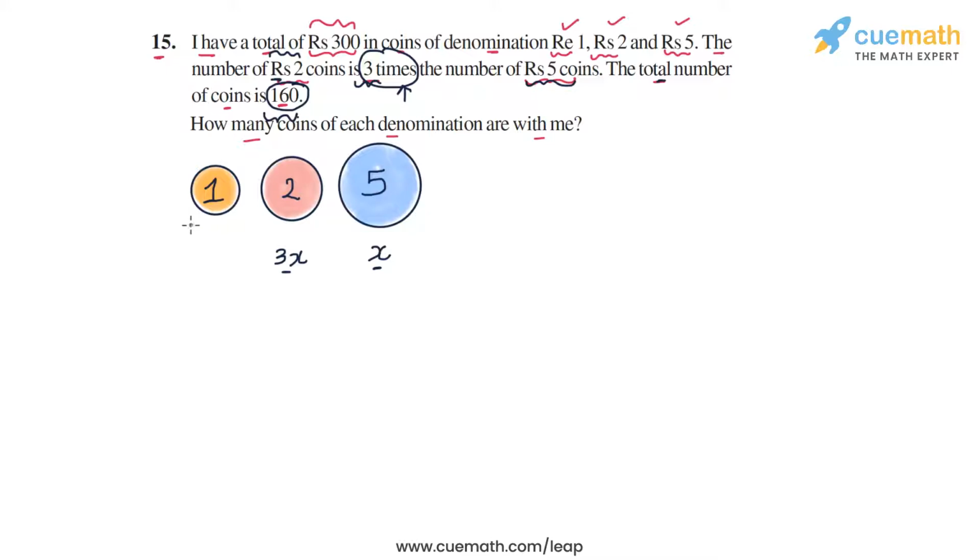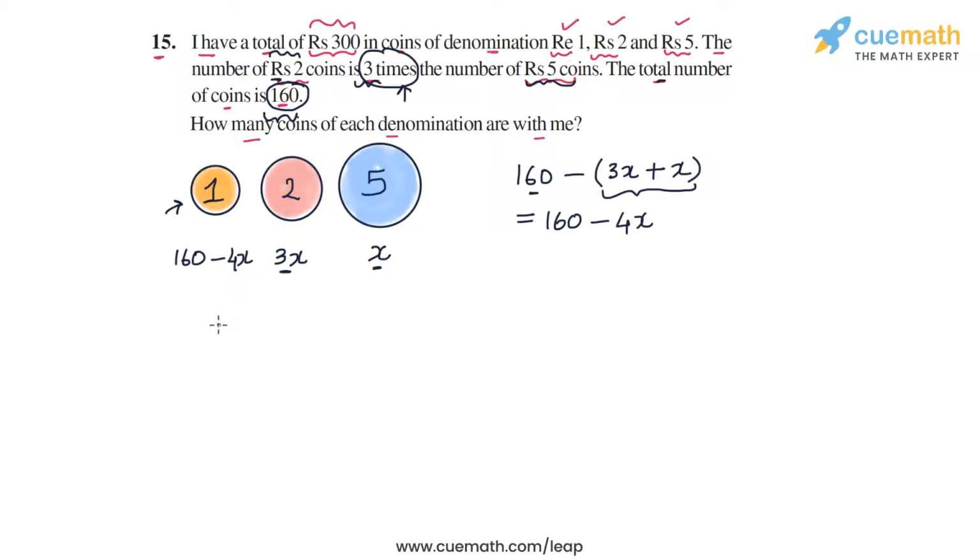So how can I write the number of 1 rupee coins in terms of x? Well, the total number of coins is 160 and from this I can subtract the number of 2 rupee coins and the number of 5 rupee coins. So I can subtract 3x and x. This is the number of 2 rupee and 5 rupee coins. If I subtract them from 160, I will get the number of 1 rupee coins. So this will be equal to 160 minus 4x. So the number of 1 rupee coins is 160 minus 4x.